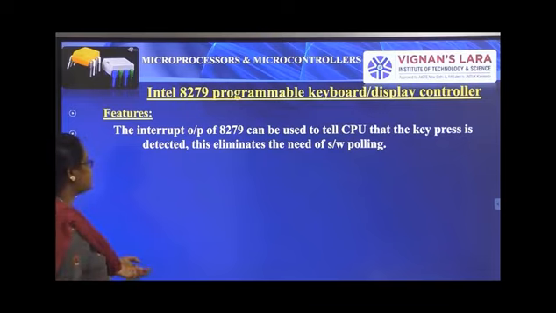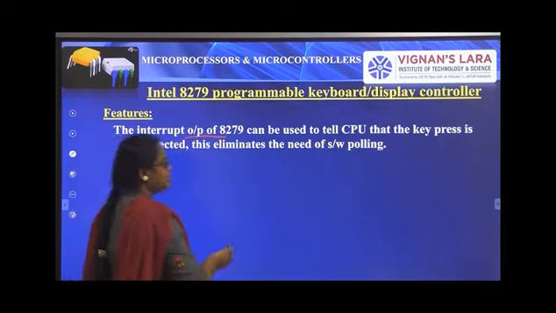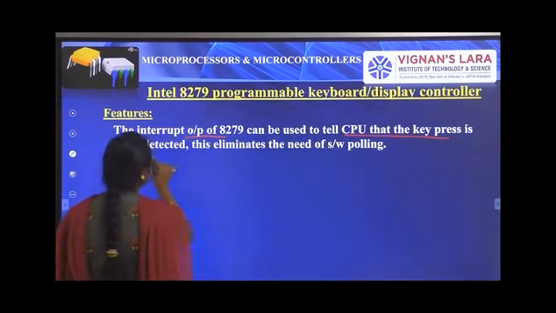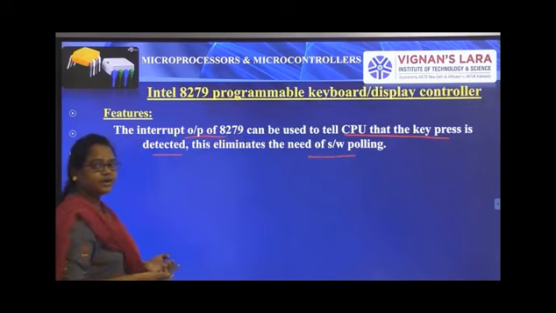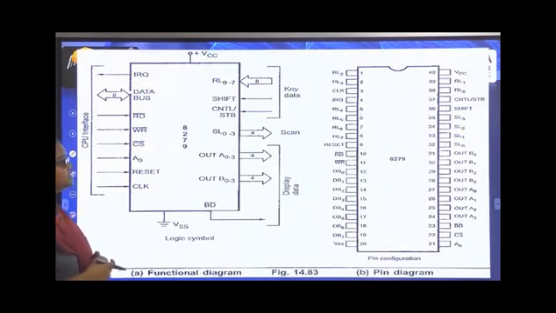This is a feature: the interrupt output of 8279 can be used to tell the CPU that a key press is detected. This eliminates the need for software coding. Okay, so these are the features. So this is a software keyboard.